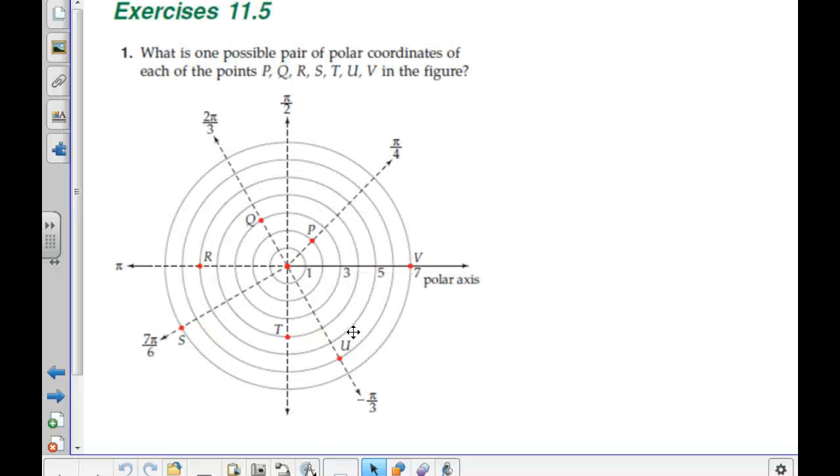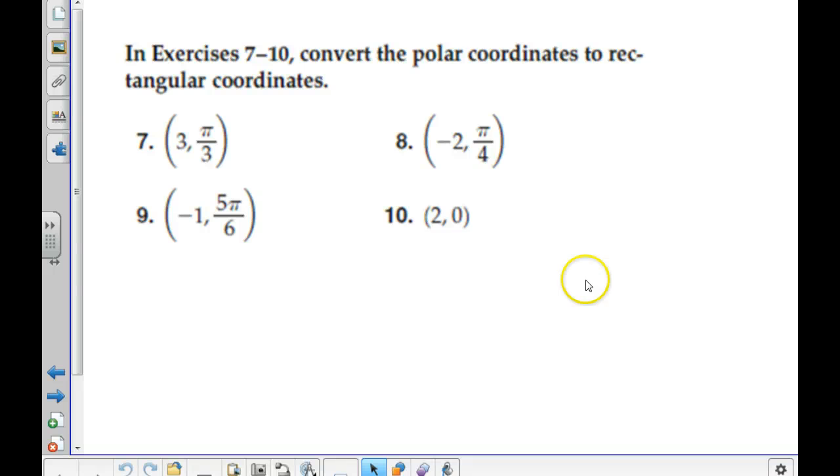Okay, let's see if someone can help Jim figure these out. It says convert polar coordinates to rectangular coordinates. Polar means we are given what? R, theta. How do we convert them to x, y? Does anybody remember?